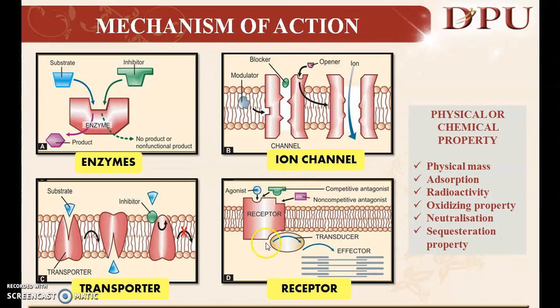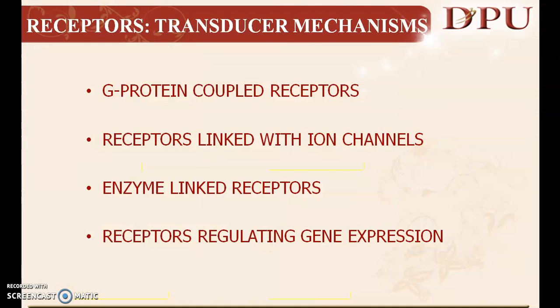So the question is, what happens when a drug activates the receptor? There are different kinds of receptors like G protein coupled receptors, receptors linked with ion channels, enzyme linked receptors, and receptors regulating gene expression. So in this video, we will see what are G protein coupled receptors. What happens when a drug activates G protein coupled receptors, what mechanisms or which pathways get activated, and how a pharmacological action is produced. Because many of the receptors in our body are G protein coupled receptors.